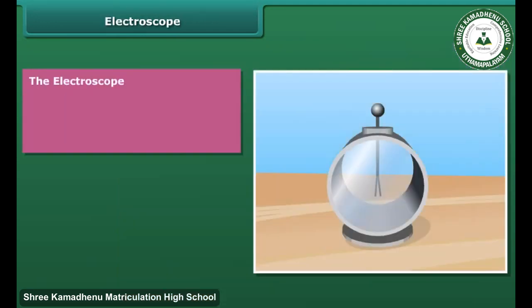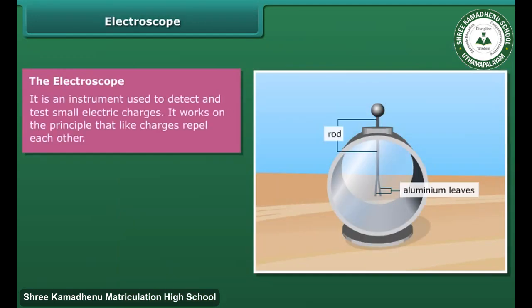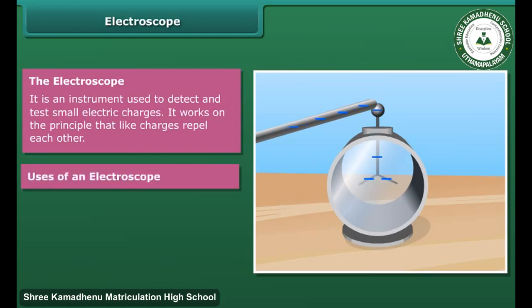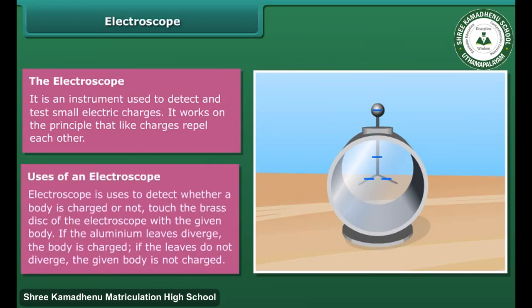The electroscope. It is an instrument used to detect and test small electric charges. It works on the principle that like charges repel each other. Uses of an electroscope. Electroscope is used to detect whether a body is charged or not. Touch the brass disc of the electroscope with the given body. If the aluminium leaves diverge, the body is charged. If the leaves do not diverge, the given body is not charged.